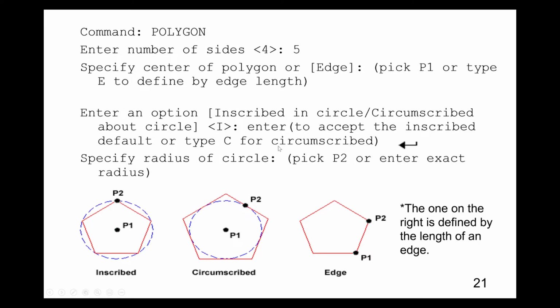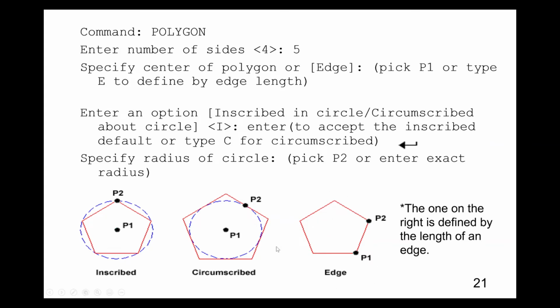Once I have entered whether I want it to be circumscribed or inscribed inside a circle, it will now ask me to specify the radius of the circle. I can put in a number, any number for the radius of the circle, or simply right now you can just pick any point. Let's say just pick point P2 and my polygon is done.